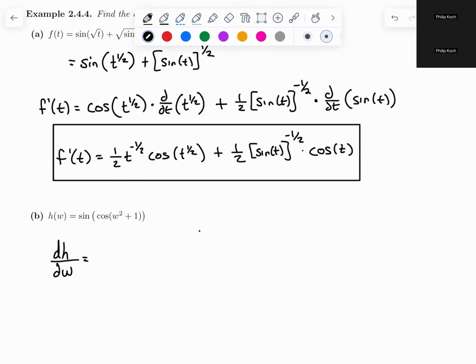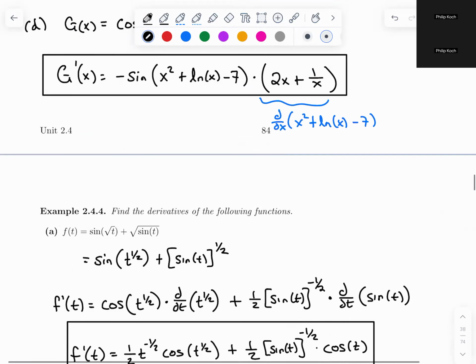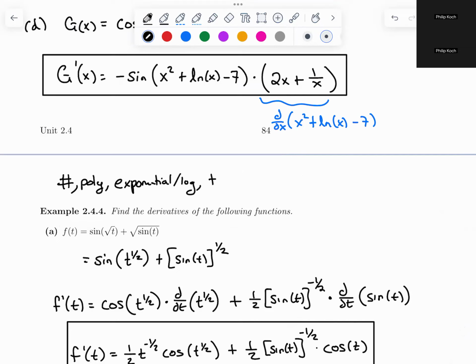Now, what I will say is that there's usually a convention in mathematics. The convention for how to write something is usually number, polynomial, then exponential or log, then trig, then inverse trig. It doesn't matter, it's just the convention to make it look pretty.